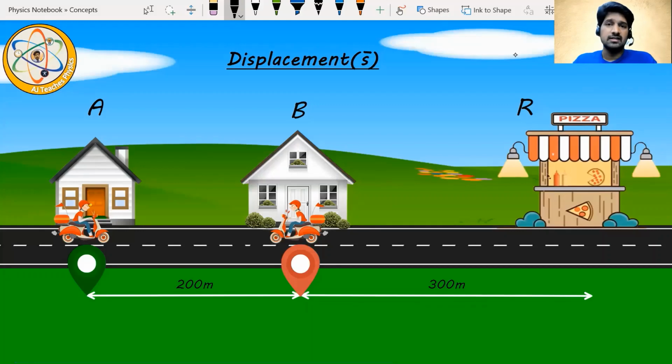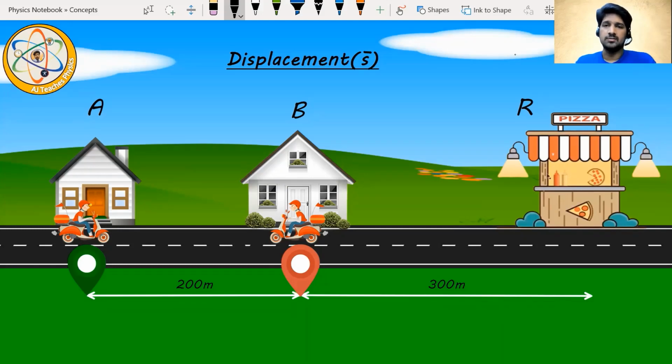Right. Let us understand the idea of displacement using the same example where the delivery boy started from A, went to R, and then came back to B. So the initial position of the delivery boy is A, as indicated with the green marker, and the final position is B, as indicated with the red marker. Now displacement, by definition, depends only on the initial and final positions of an object. It does not matter how the object went from the initial to the final positions. It might have gone straight from A to B, or it might have gone somewhere else in between and then reached the final position.